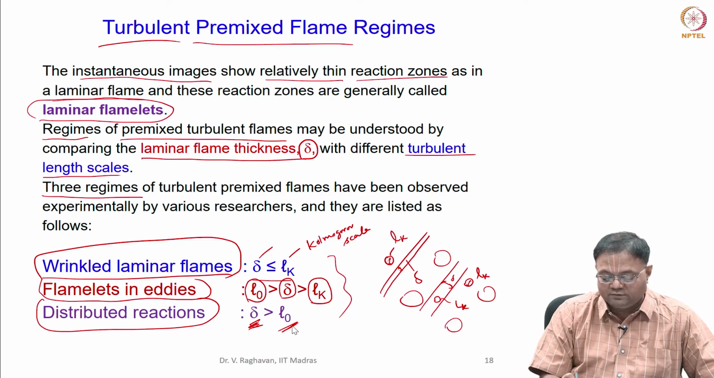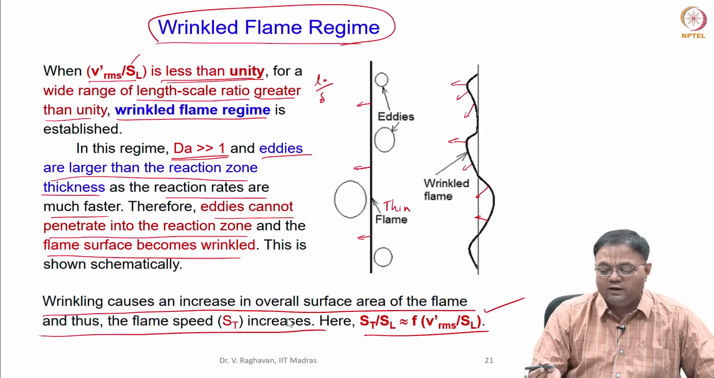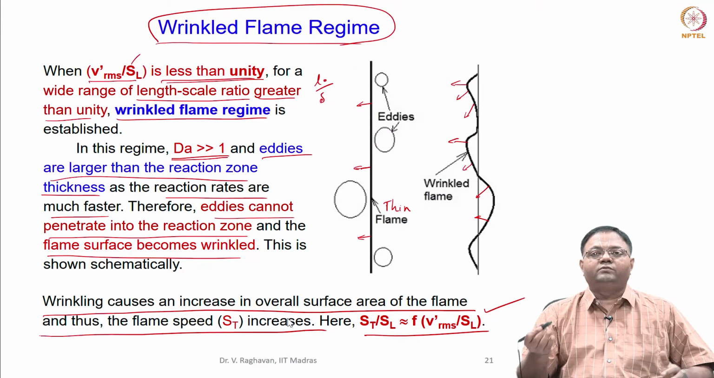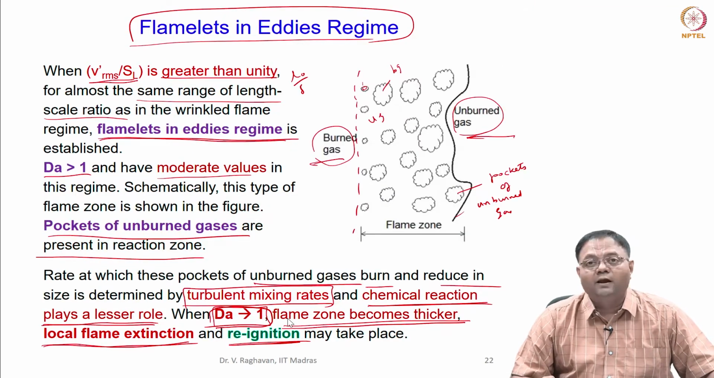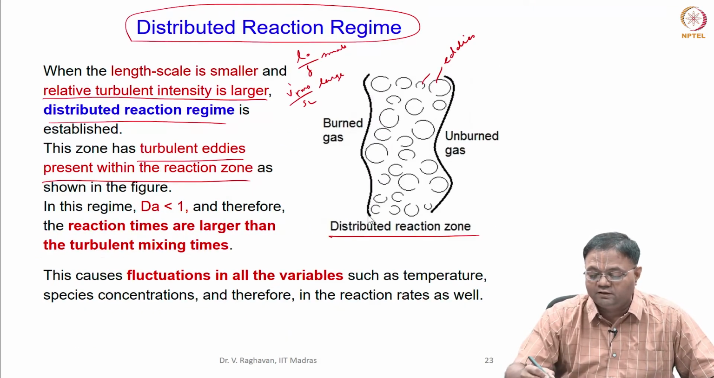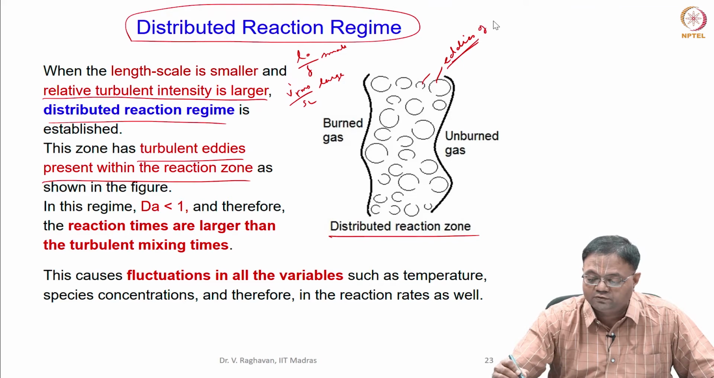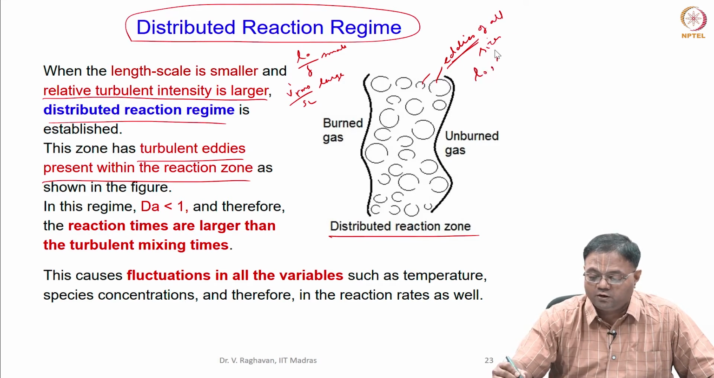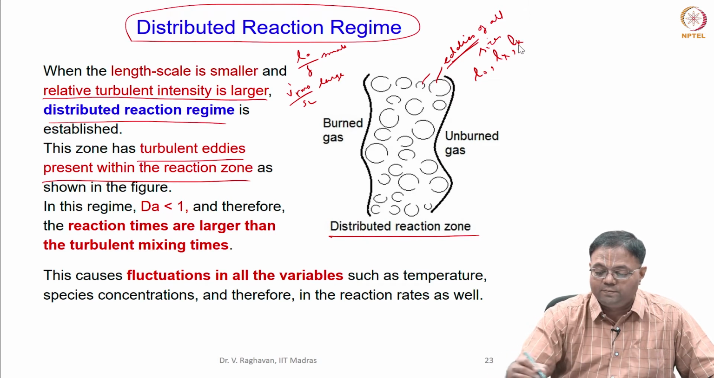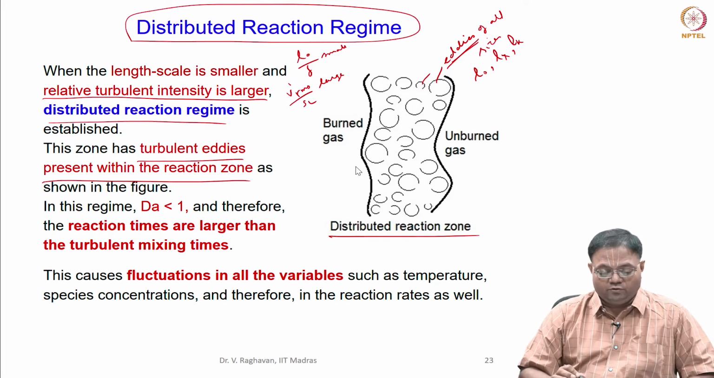This is the distributed reaction, del is greater than L naught. You can see that starting from L naught, L lambda, L k, every eddy will be there, eddies of all sizes. Of course, L naught, L lambda and L k. All these eddies will be present within the reaction zone.